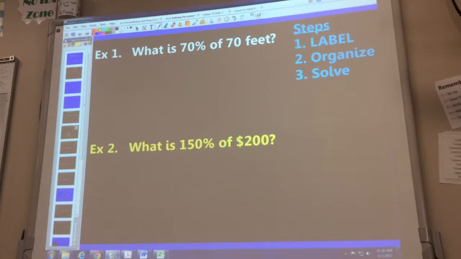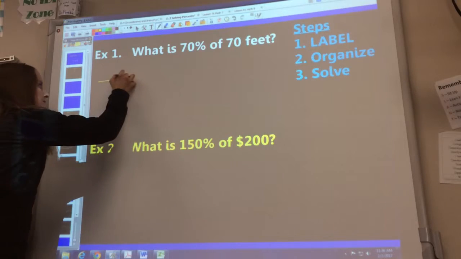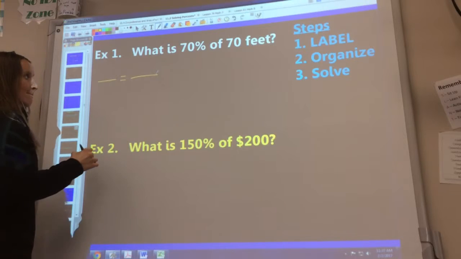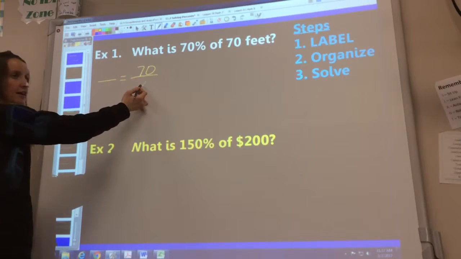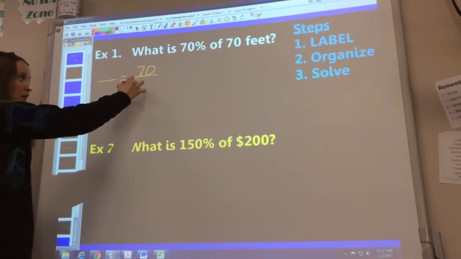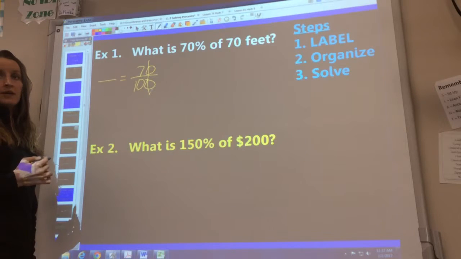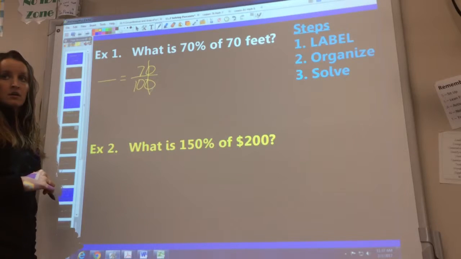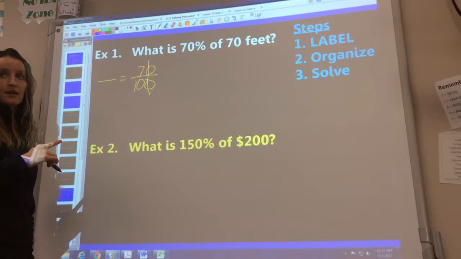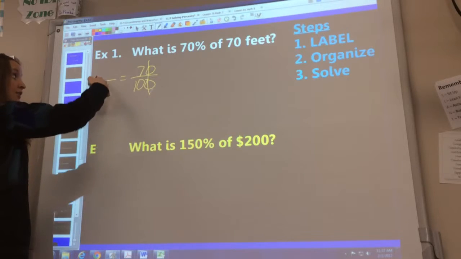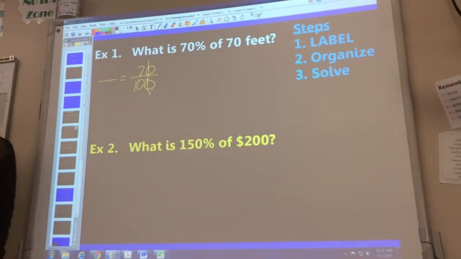Dylan, you willing to share what you got for your first setup? Give me a guess. 70. Okay, what always goes here? 100. Okay, that was tough. Are we given the is or the of number? Yeah, so where does that go?